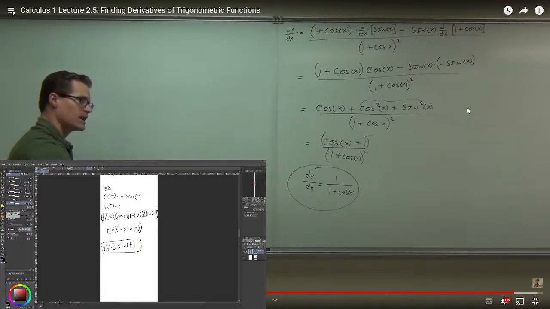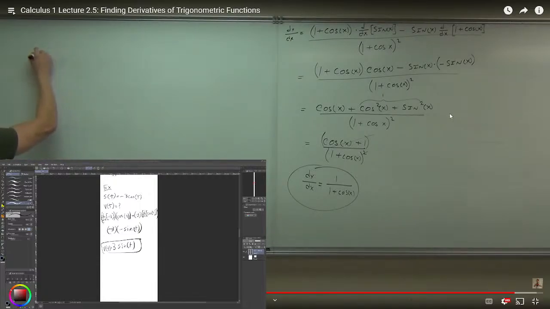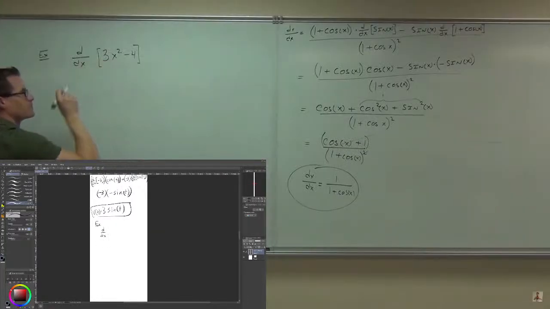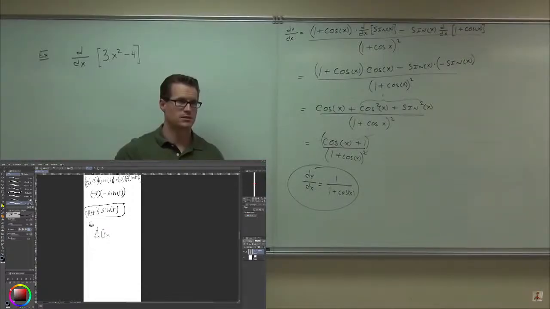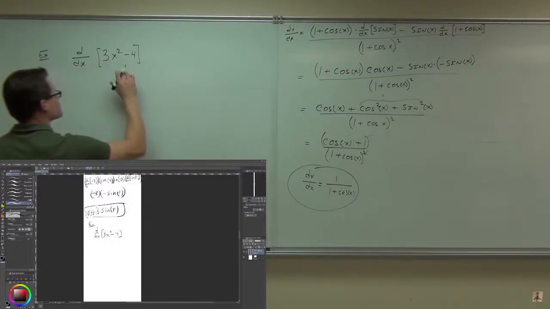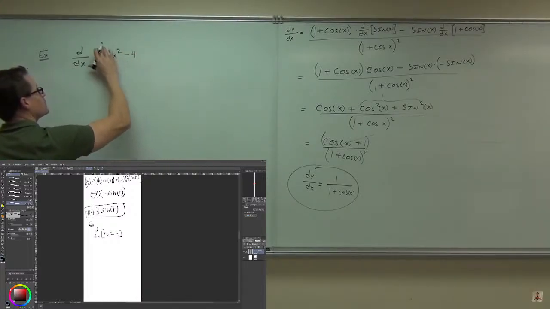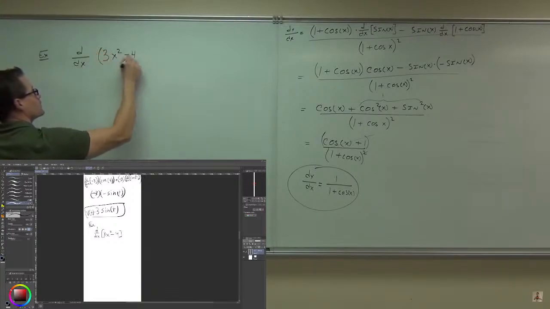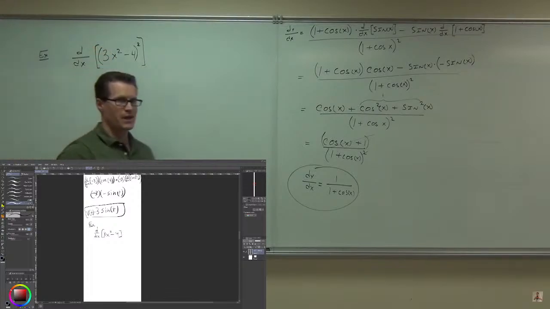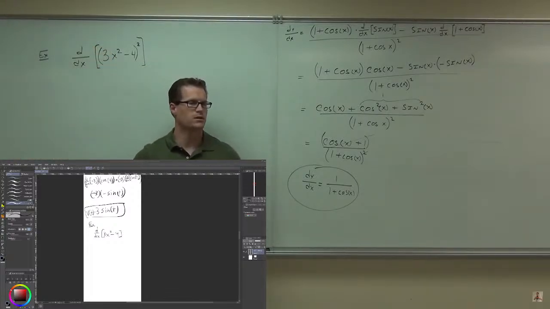It says, can you take the derivative of this? Can you take the derivative of that? Yeah. Of course you can. What's the derivative of that thing? 6x. Cool. And if I did this, can you take the derivative of that thing? Really? How would you do it?